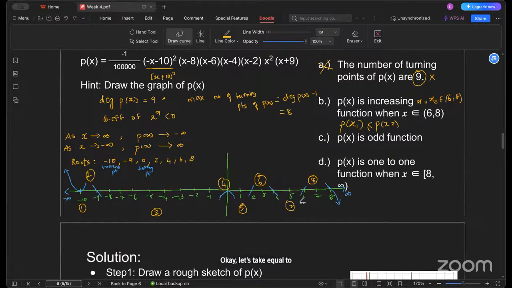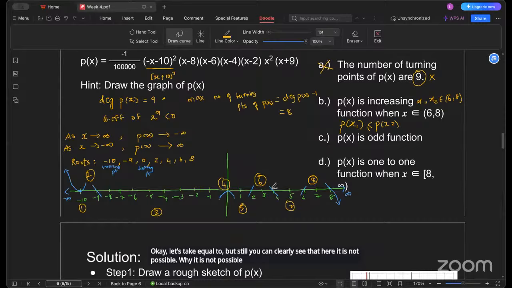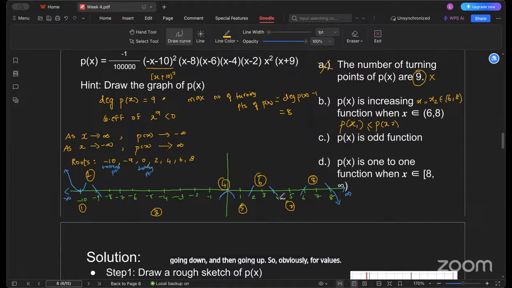But still you can clearly see that here it is not possible. Why is it not possible? See, the function is going down and then going up. So obviously for values you take here and here, the value is going down, right? Ma'am, it's between 6 to 8. You are taking from 4 to 6. Oh, sorry. So either way, yeah.